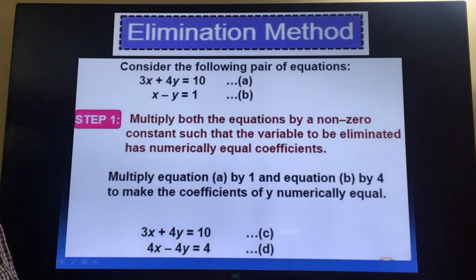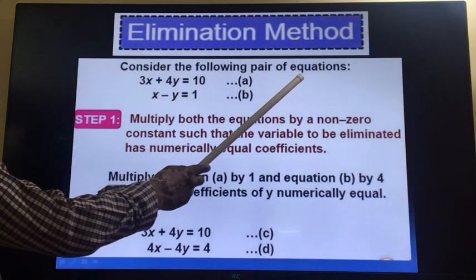Now the second algebraic method is elimination by equating the coefficient method, or simply the elimination method. So in this case, what are the steps? Please try to understand it. So consider the following pair of equations.